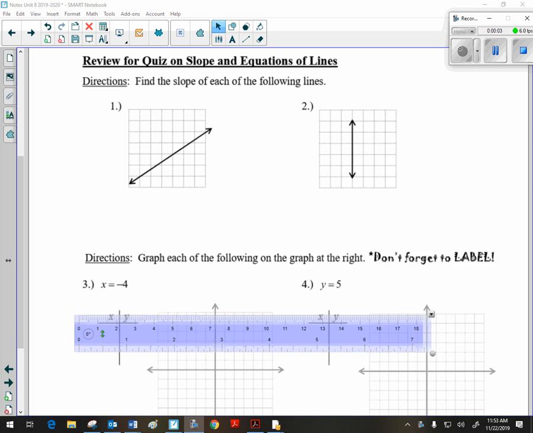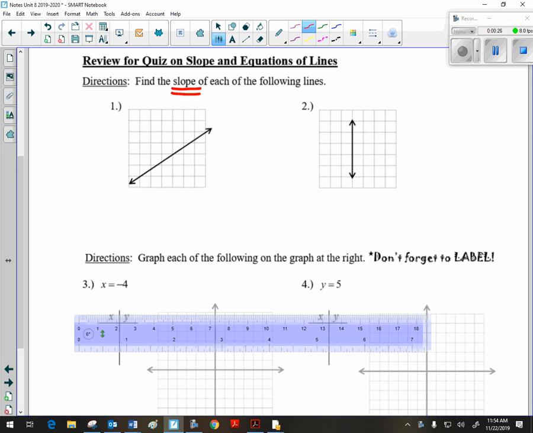Today's lesson is a mid-chapter review that also allows us to prepare for tomorrow's quiz. In the first two questions, they're asking for us to find the slope of each of the following lines. Technically, what we know is that slope determines the way that the line is slanted, and there's going to be a numerical value associated with that slope.